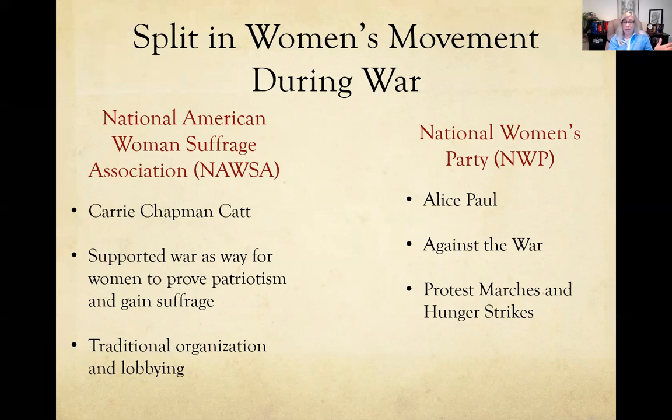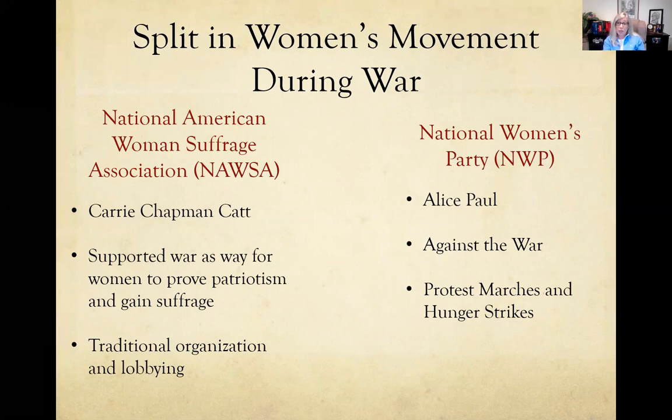It had started with the Seneca Falls Convention in the 1840s, but then it had kind of morphed after the Civil War. And so at this point, Carrie Catt is the leader. It's no longer Elizabeth Cady Stanton and Lucretia Mott. Carrie Catt is now the main one who is in charge, and Susan B. Anthony is also part of NAWSA, the National American Woman Suffrage Association. And they are very supportive of the war effort and believe that women working in the war effort and being devoted to the cause of war will help them gain the right to vote.